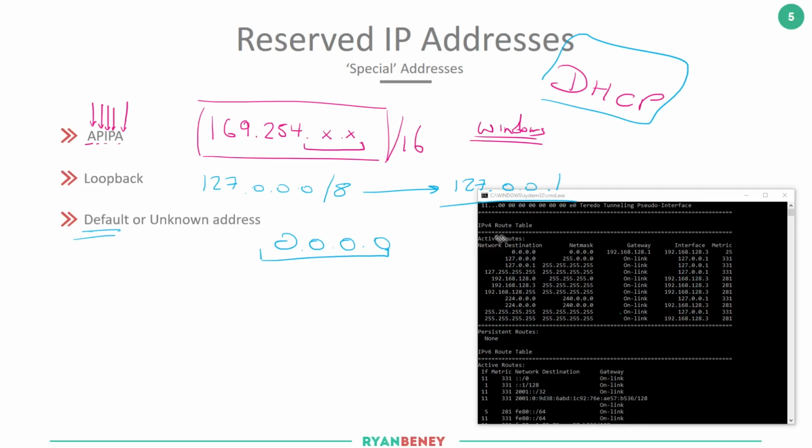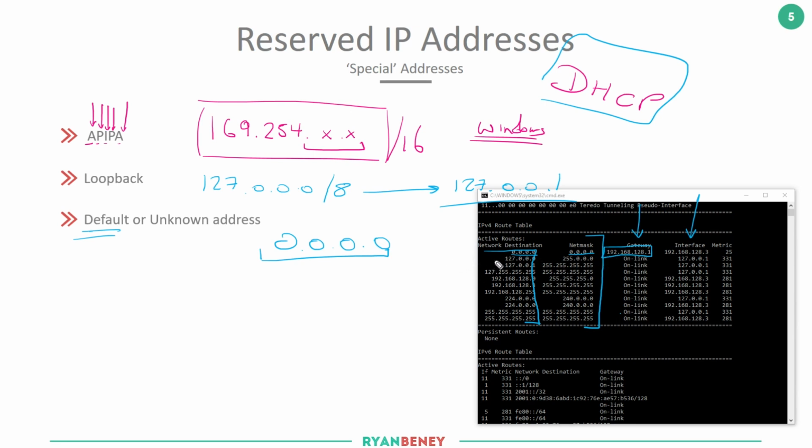And looking at this routing table, you can see here are all the routes that my device is aware of, and this is their subnet mask. We can see that there's the next hop and what interface it would go out on. But just at the top, you can see 0.0.0.0 with a net mask of 0.0.0.0 and the gateway of 192.168.128.1.